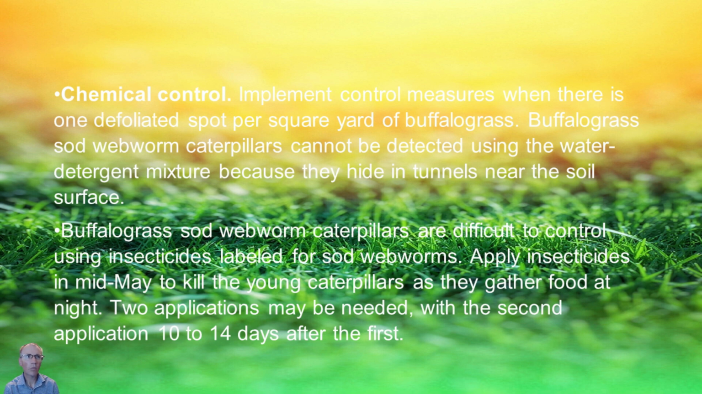Buffalo grass sod webworm caterpillars cannot be detected using the water detergent mixture because they hide in tunnels near the soil surface. Buffalo grass sod webworm caterpillars are difficult to control using insecticides labeled for sod webworms. Apply insecticides in mid-May to kill the young caterpillars as they gather food at night. 2 applications may be needed, with the second application 10 to 14 days after the first.